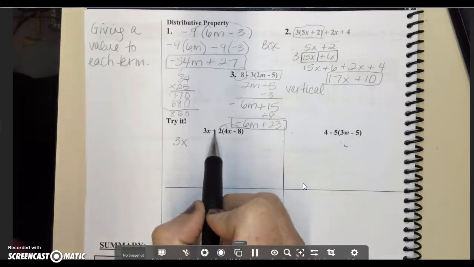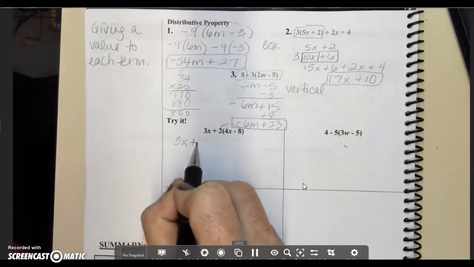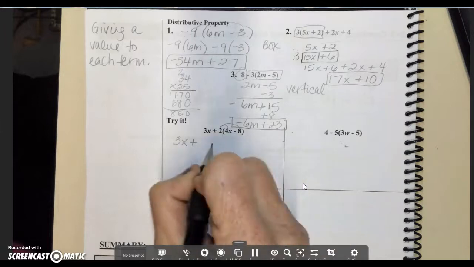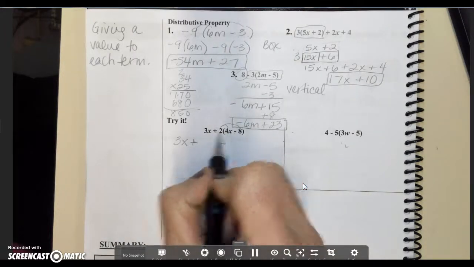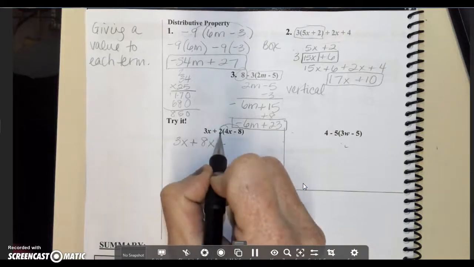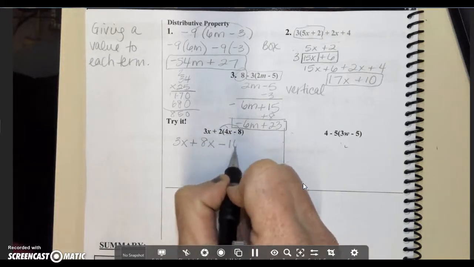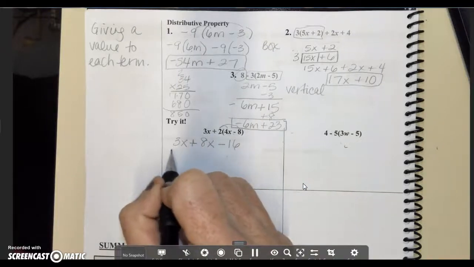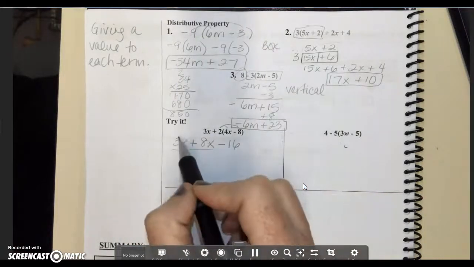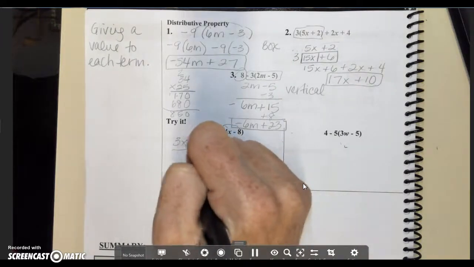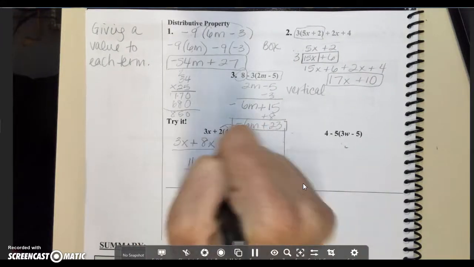Take care of your signs first. A positive times a positive is a positive. Then we're going to have a positive times a negative. So leave a space for your number and put your negative in there. Now, 2 times 4x is 8x, and 2 times negative 8 is negative 16. Now I've just got to combine those 2 things together. So I have 3x and 8x. I'm just going to add those 2 numbers together, which is 11x minus 16.